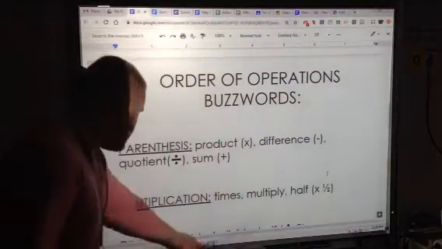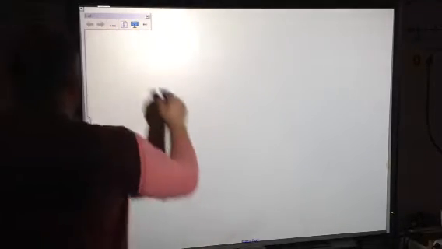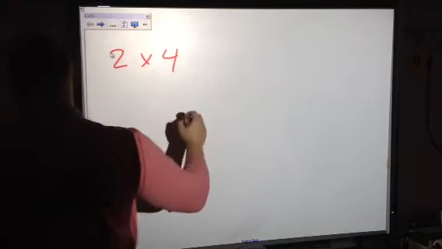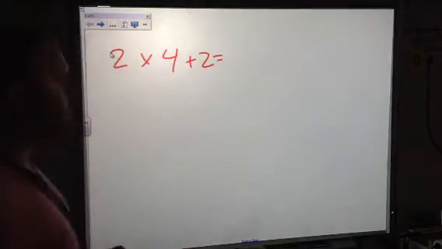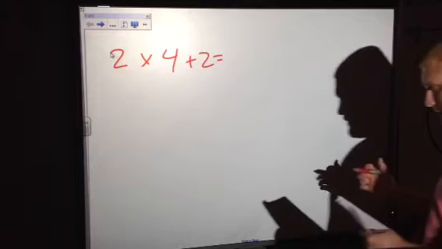Okay? So let me get to my smartboard here, and we're going to just write up a couple problems. Now I'm going to write 2 equations up here. And there's 2 very different answers, but you'll see the same numbers and the same operations. Okay? So over here, I see 2 times 4 plus 2. Now I'm going to write this pretty much the same one with the same operations, the same numbers, but we're going to be doing them very differently.